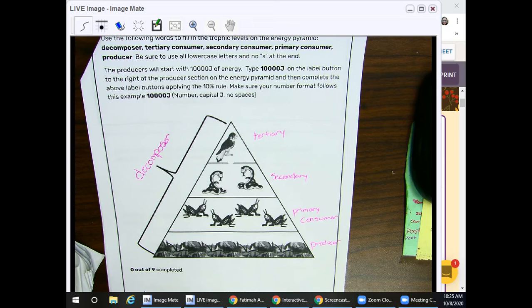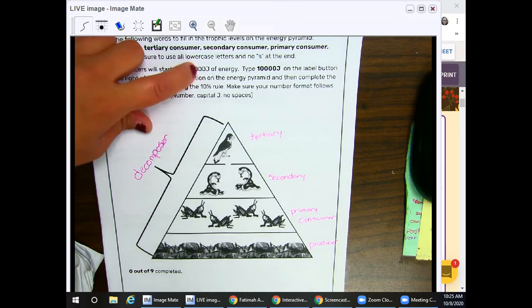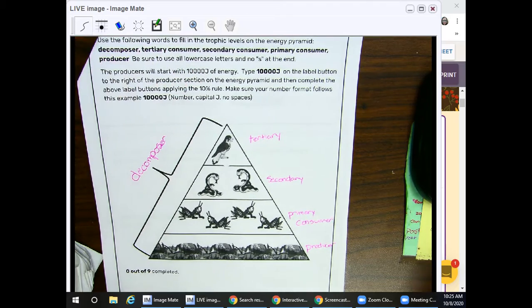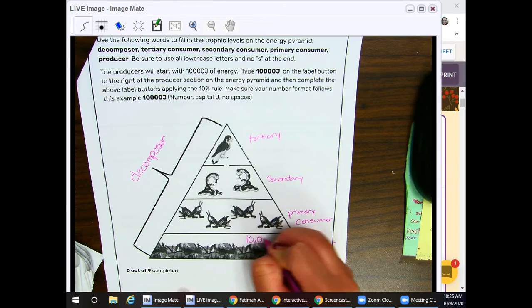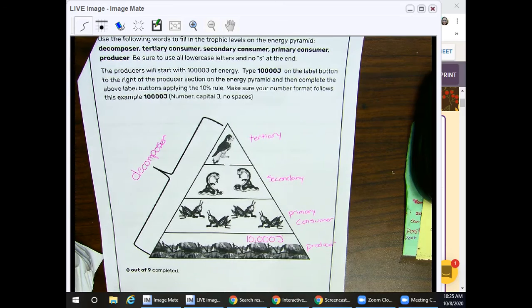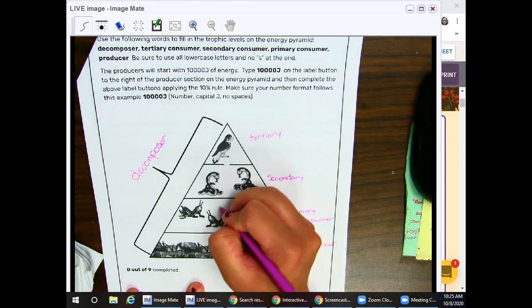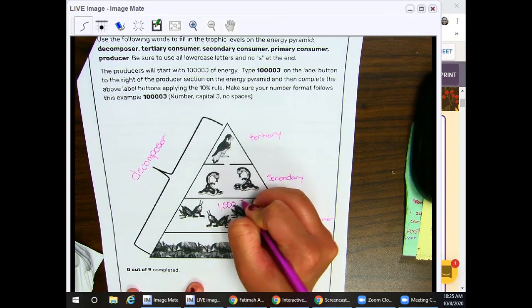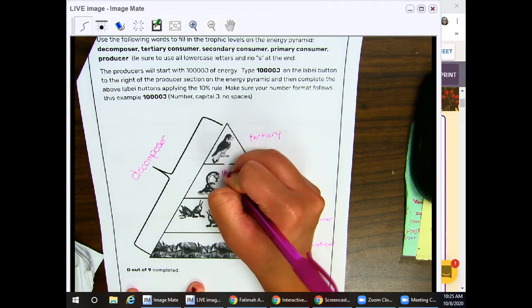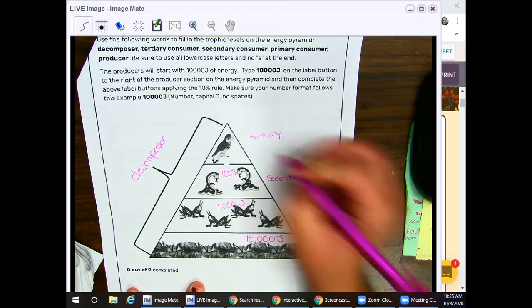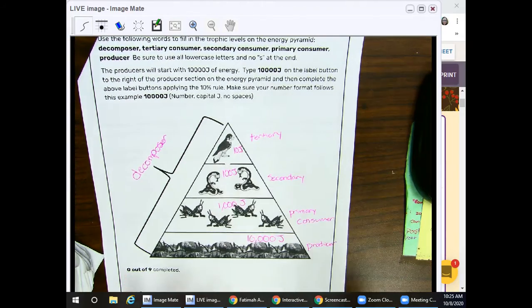Now we need to fill in the amount of energy. At the very bottom, we're going to start off with our producers with 10,000 joules. Remember, as you go up, you only keep 10%. The other 90% is lost through heat. And as you go up, you're just going to take off a 0. So we start with 10,000, then we go to 1,000, then 100, then 10. And that's the rule of 10 for energy.